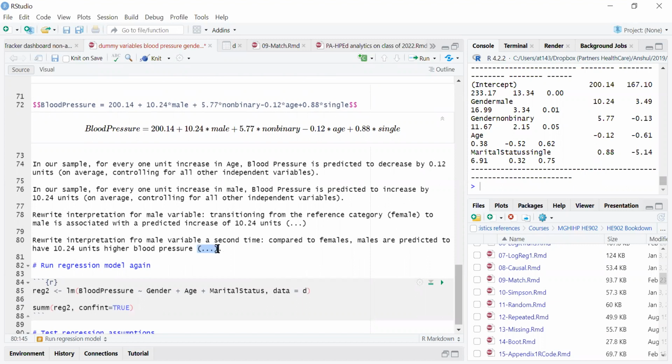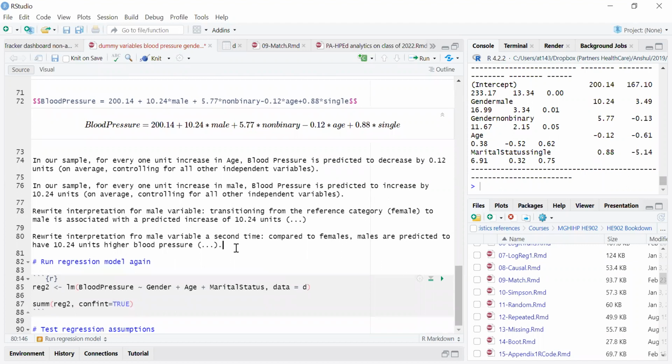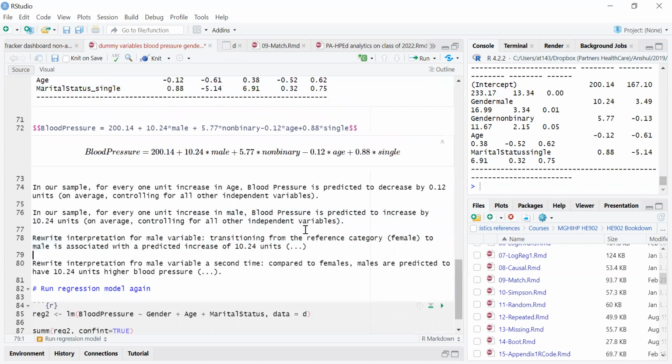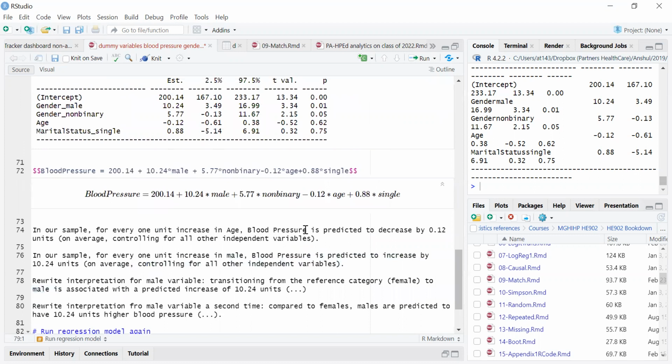I didn't rewrite all of that. That's what the ... means here. So this is the final answer. But the reason I went through slowly two initial versions of it is because maybe it'll be a couple of years from now and you might forget how to interpret the result in a regression equation or a regression table of a dummy variable coefficient estimate, like this one.